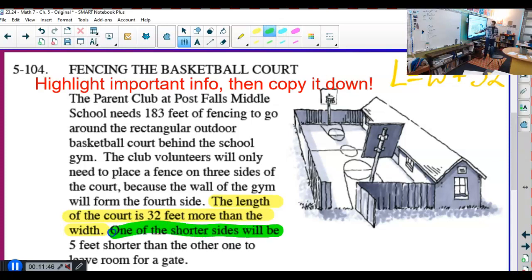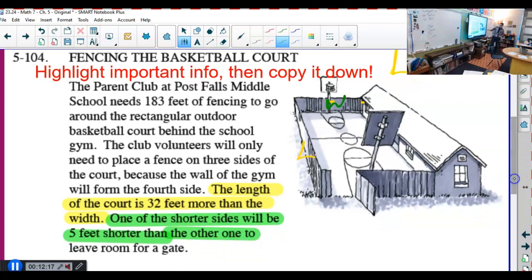Sophie, what else could I highlight? Ooh, one of the shorter sides will be 5 feet shorter than the other. Guys, what if I have this picture up here? What would I probably be labeling this side? Yeah, that one's probably going to be our length because it's longer than the width. Okay, so what could I label this side? The width, right? So this is our width, and then the one is shorter to leave room for what?